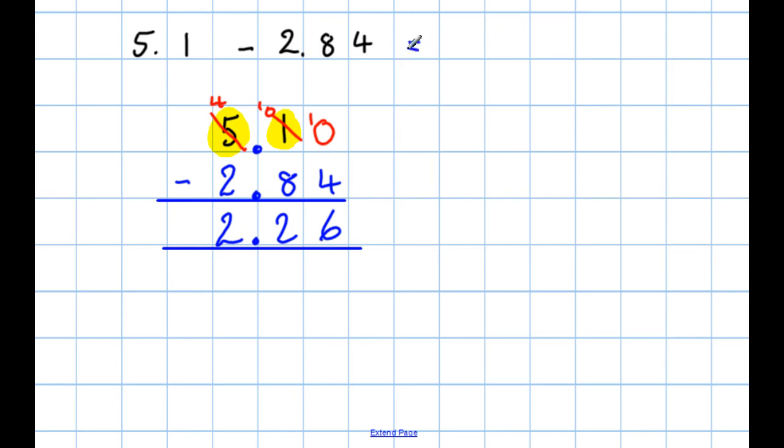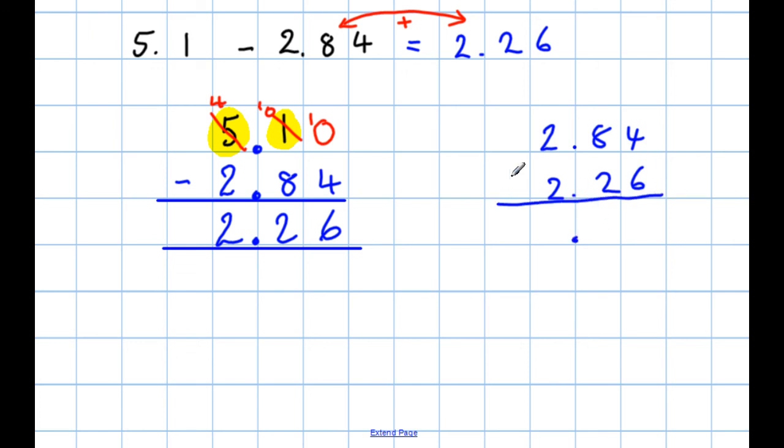So our answer is 2.26. And you can double check, because this number here that we were subtracting, 2.84, plus our answer, these two must add up to 5.1. So let's just double check. 2.84 and 2.26. Put the decimal point there.